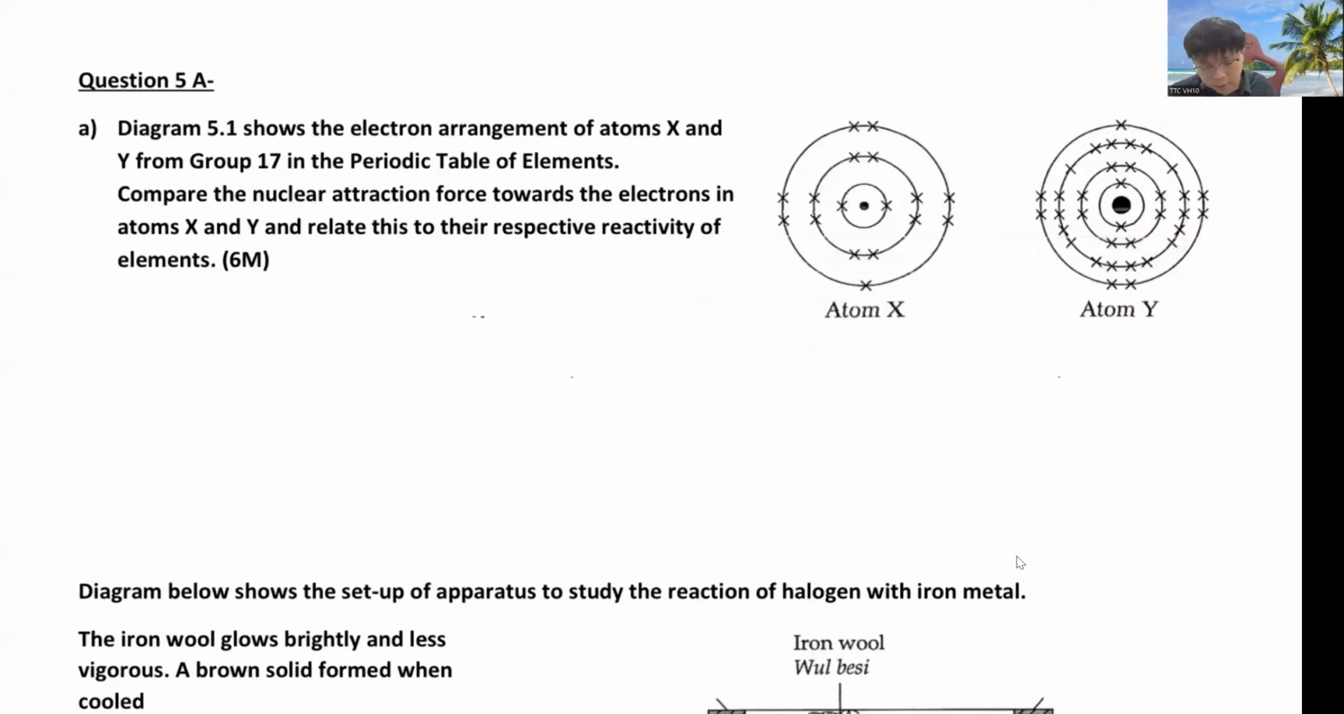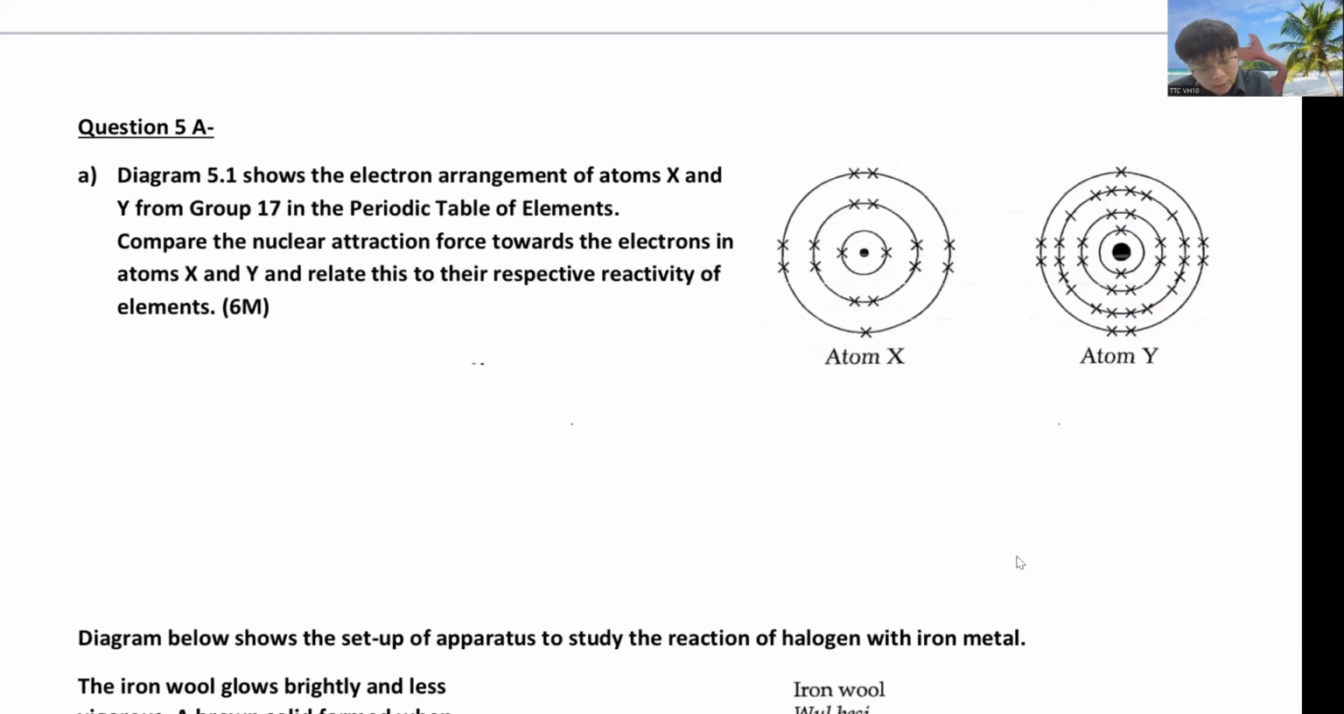Okay, so you try to look at this question. For this one, we start to explain. So this is 2.8.7. This is 2.8.18.7. So now they compare the attraction.